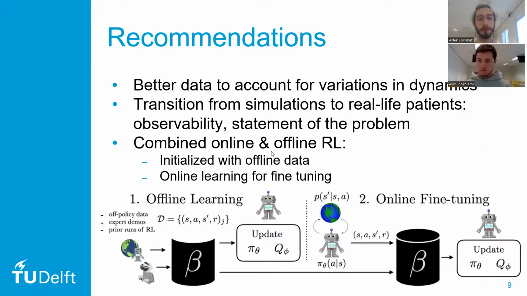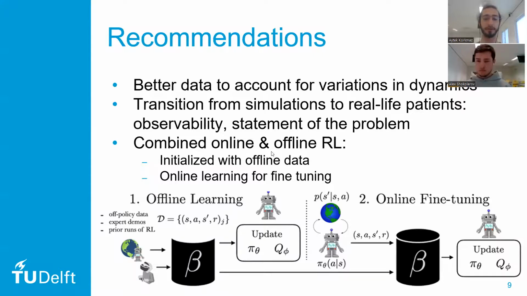And next up, we have some recommendations. First of all, there needs to be better data in order to account for variation in dynamics. There are a lot of variations in dynamics in real life, as opposed to how we originally model. And the transition from simulations to real-life patients brings a few problems. There could be problems with observability. There could be problems with the statement of the problem, as patients are different from each other, and the dynamics of HIV actually change from patient to patient, as opposed to how we ideally model it.